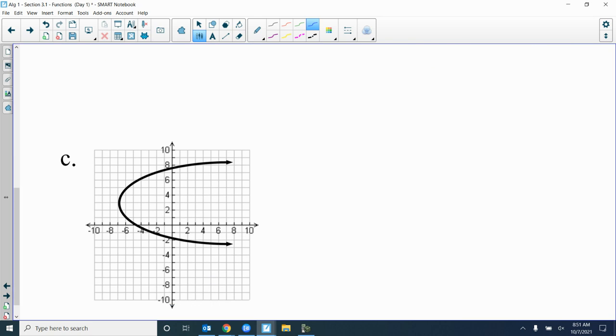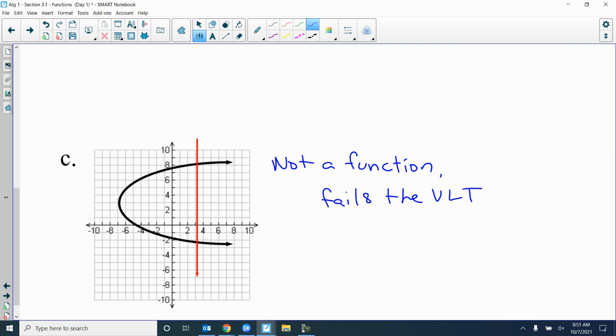Okay, hopefully we're good now. Is that a function? No. This is not a function because it fails the vertical line test everywhere. Not a function. Fails the VLT, vertical line test. Every point there you're going to have two points with the same x value. It just depends on where you put that one. Let me put that one right there. So that's 2, -2, and this looks like it's 2, 8. 2, -2, and 2, 8.